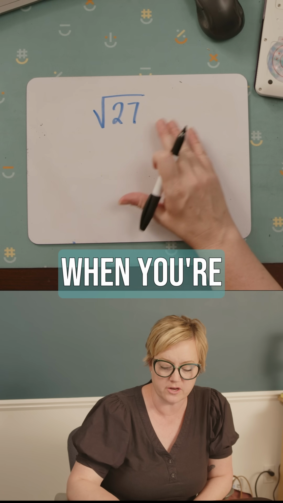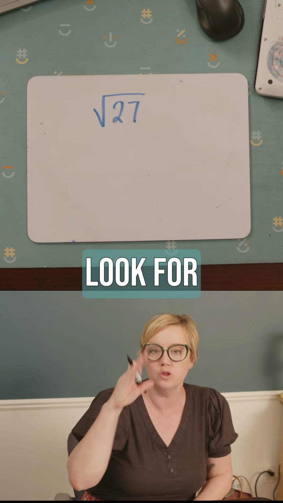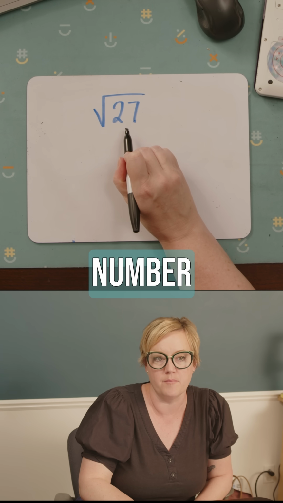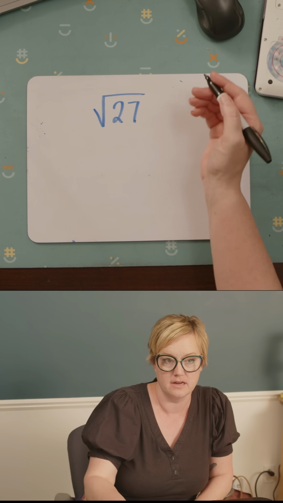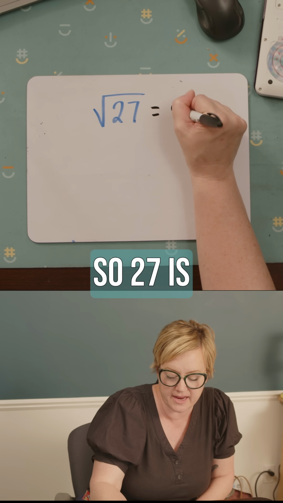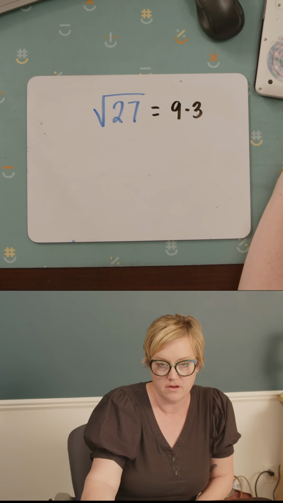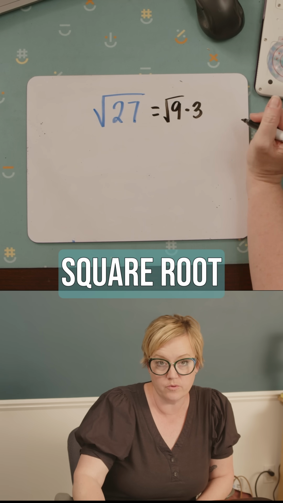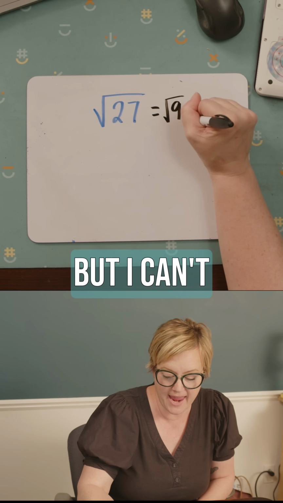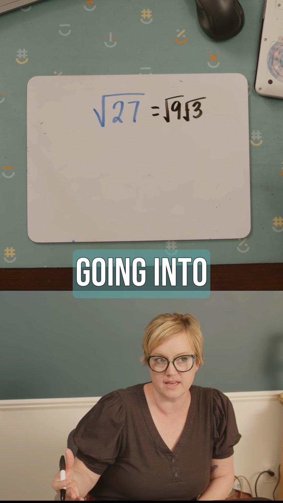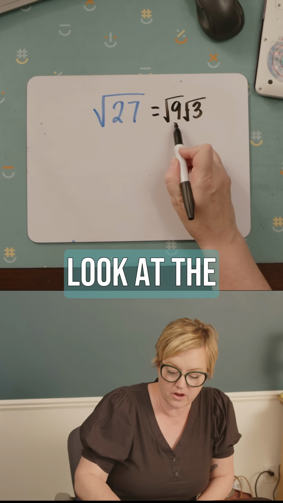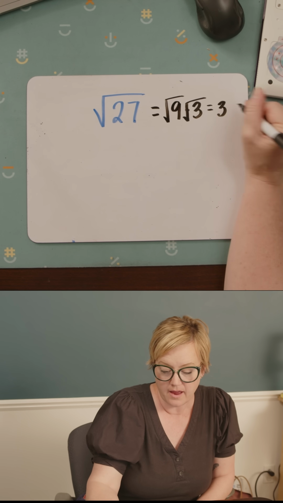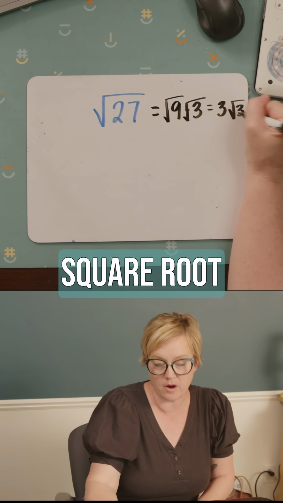What you want to do when you're simplifying these radicals is look for the perfect squares. So look for factors of this number that are perfect squares. 27 is 9 times 3, right? Now 9 is a perfect square. So I can take the square root of 9, but I can't take the square root of 3 without going into decimals. The square root of 9 is 3, and then the square root of 3 is just the square root of 3.